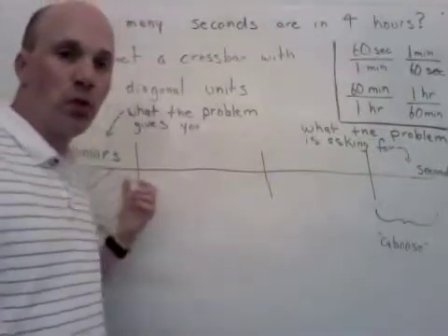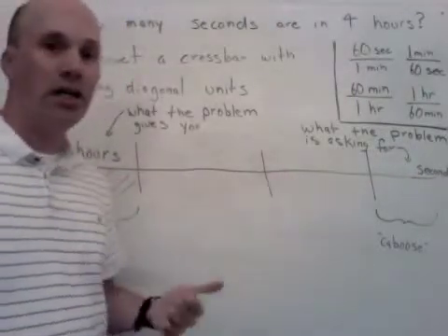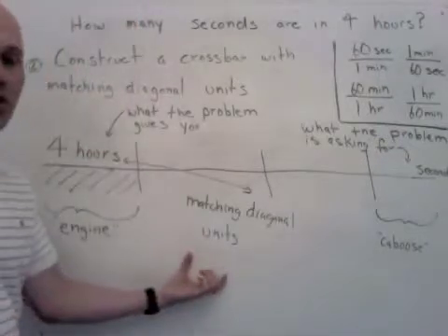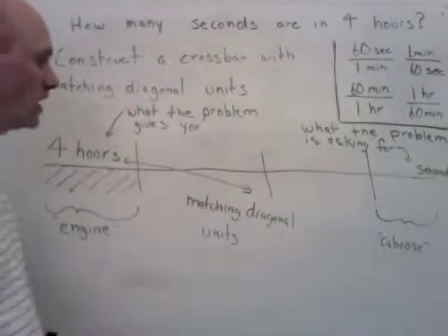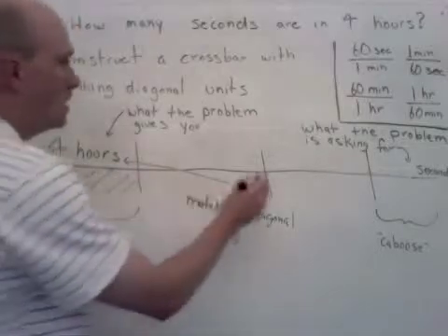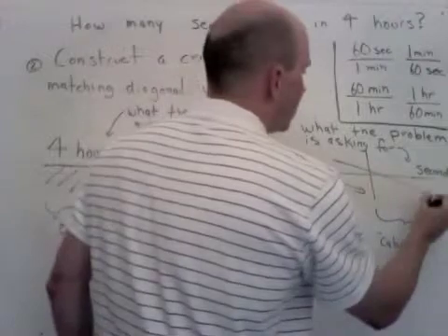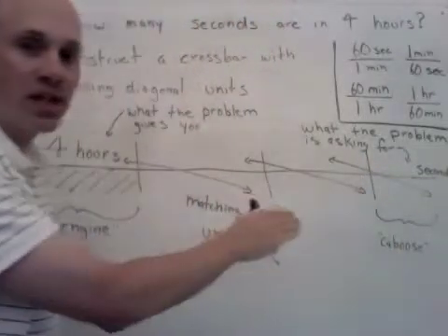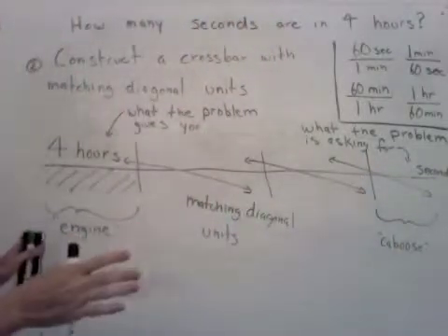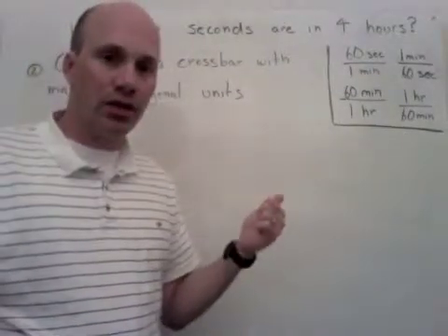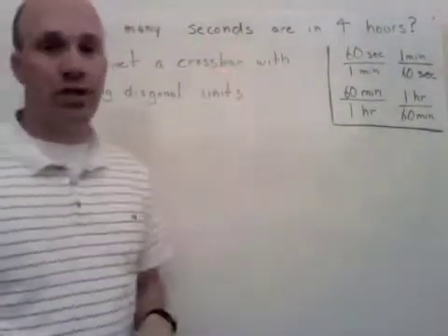So what goes in between the engine and the caboose? This is where it becomes a little bit like a game. What you're going to need to make sure that you have is matching diagonal units. That's going to be true here, it's going to be true here, and it's going to be true of any sets of blocks here. This will make more sense when you see an example of it. So let's go ahead and construct a crossbar with this particular problem.